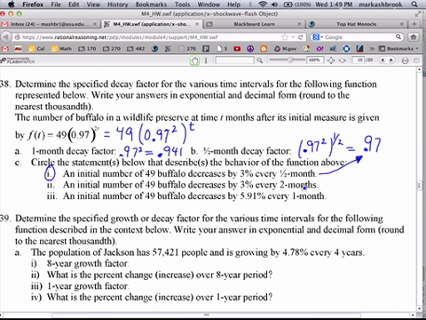Decreases by 3% every 2 months. Well, it can't do both, right? We already said it's decreasing by 3% every half month. It can't do it every 2 months. Decreases by 5.91% every 1 month. Well, our 1 month decay factor was 0.941. Does that correspond to a 5.91% decrease? Does that give us 5.91? Or in other words, does this equal 1 minus 0.0591? It does. True.